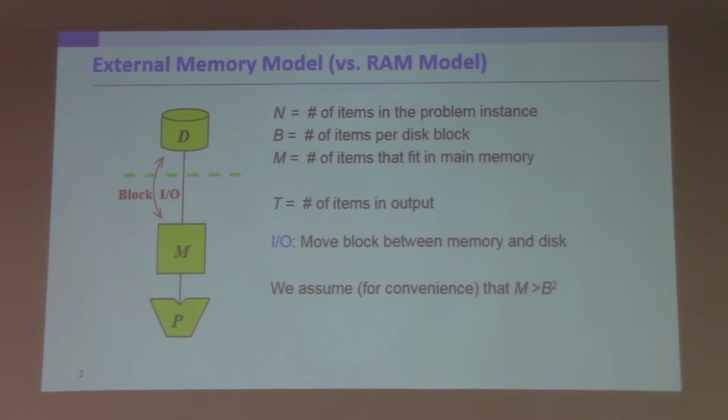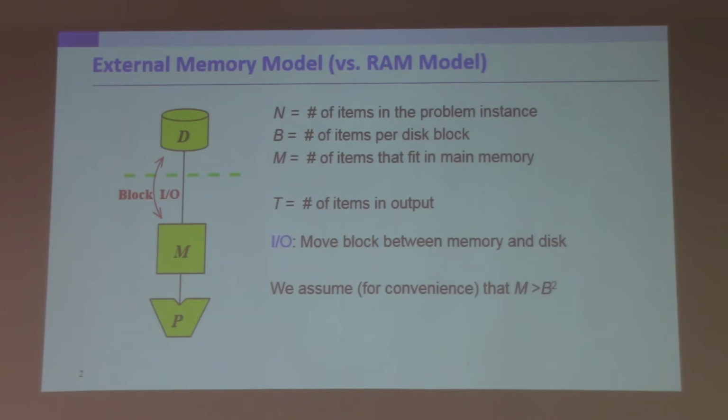Okay? T is the number of items in your output. And I/O stands for moving a block between memory and disk, and this can be a read operation or a write operation. It's bidirectional. And of course, we assume for convenience M is greater than B squared.